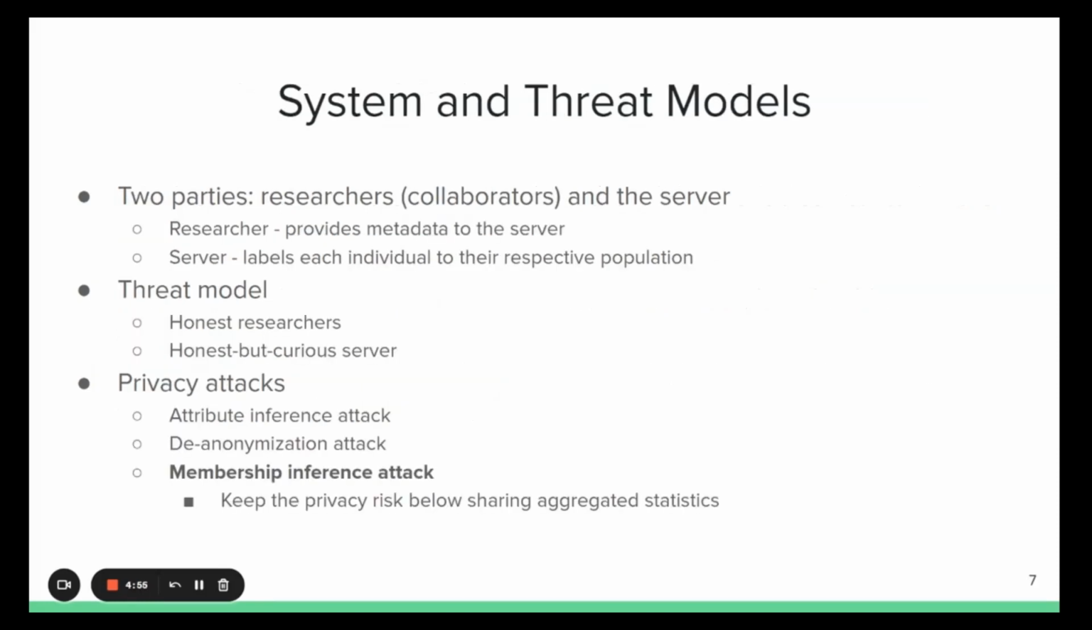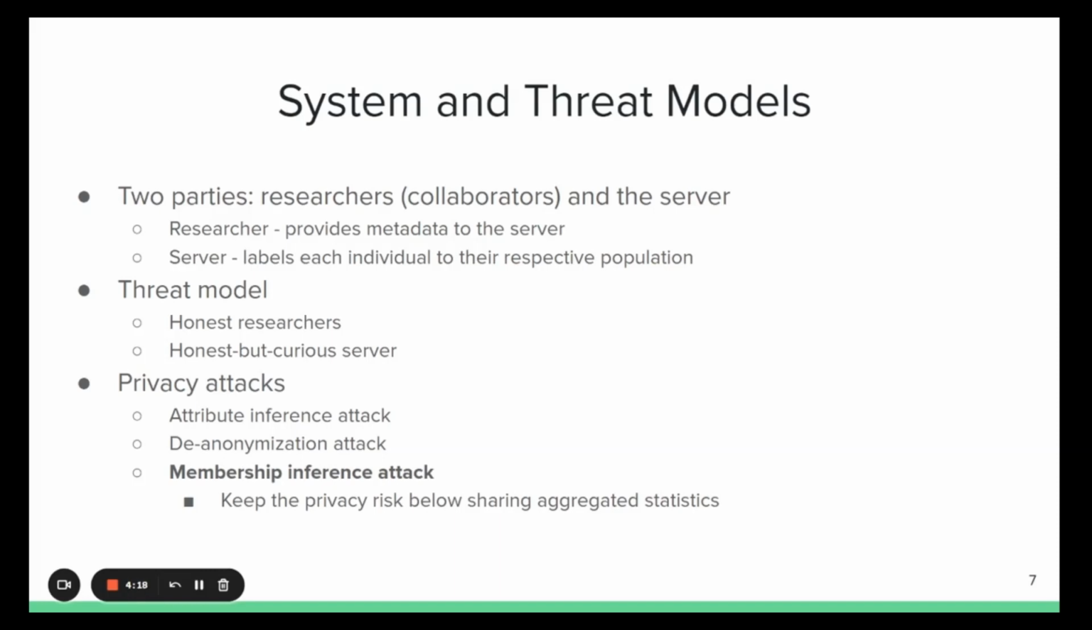For the system model, we consider two main parties. We have the researchers and the server. The researchers generate and provide the metadata to the server, and the server tries to label each individual to their respective population. In the threat model, we consider honest researchers who provide accurate metadata and do not act maliciously. But on the other side, we assume an honest but curious server, which means that the server follows the protocol, but may also try to infer some sensitive information from the data.